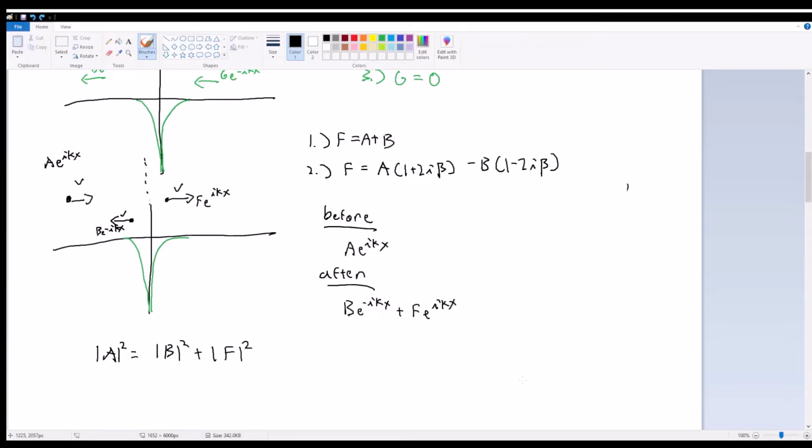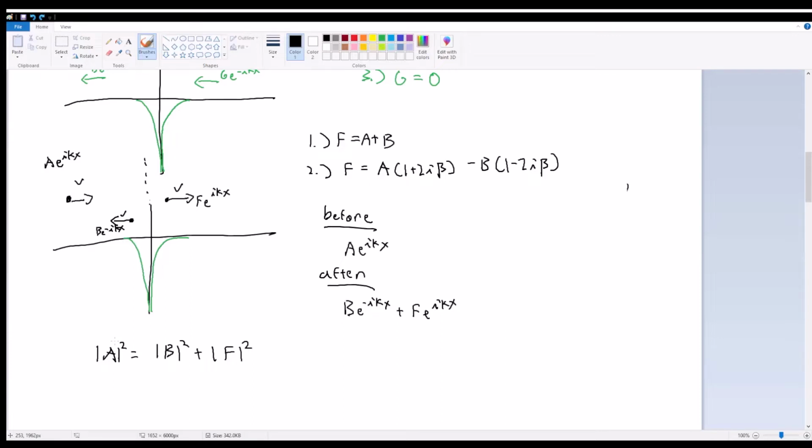So what we see is that the magnitude of A squared is going to be 1, because that's the full probability of the particle as it comes in. Then the probability splits between B and F. It either gets reflected back or it makes it through. It doesn't do both, but the wave function has to include both, because the whole idea of the wave function is that it represents probability.